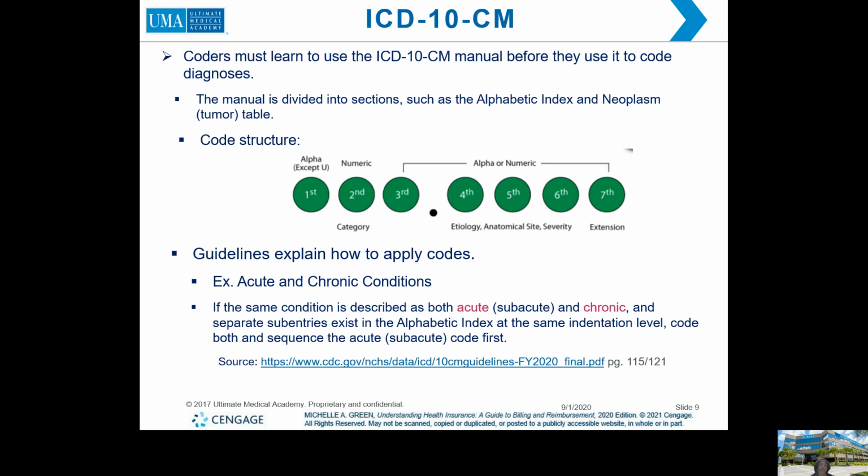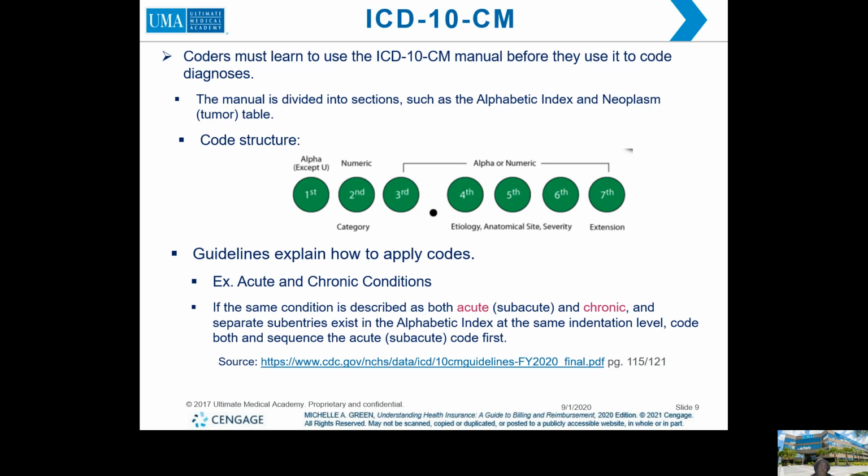So now we have a code structure. It's alphanumeric. You don't have to go into the very specifics because you're not going to code. But it's an example of what your code is going to look like. It's from 3 to 7 digits. In order to code diagnoses, you must understand guidelines. And guidelines tell you how to apply a code and how to use it against the diagnosis as well as the documentation.